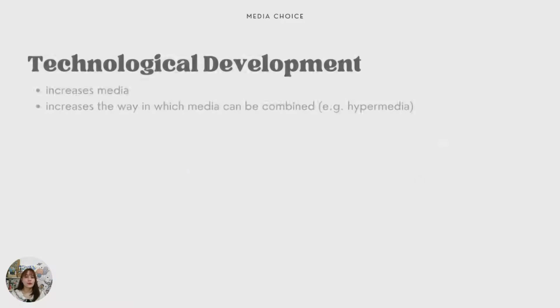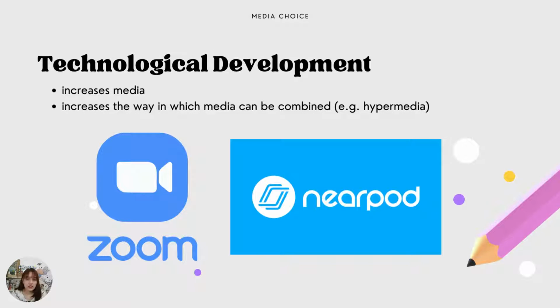So we all know that technological development, and a good example is computers, also allows us to increase the media that we choose and increase the way in which media can be combined, or what we sometimes call hypermedia. For instance, in my synchronous science classes from grades 3 to 6, aside from using Zoom as my way of having the lesson, we also have what we call Nearpod.